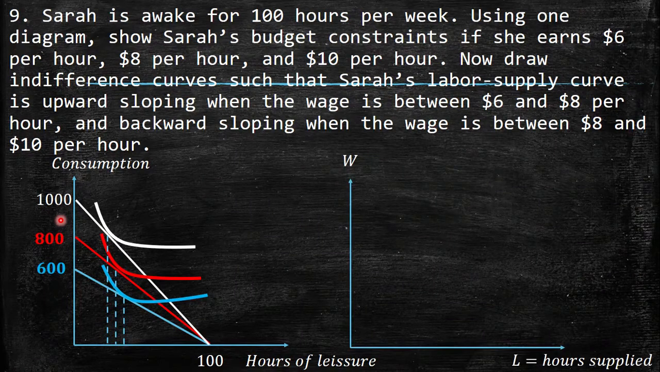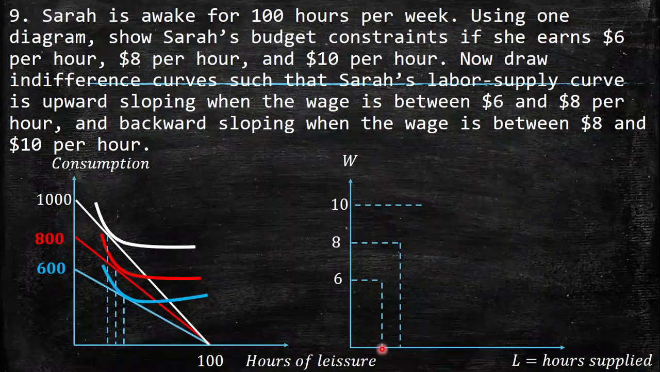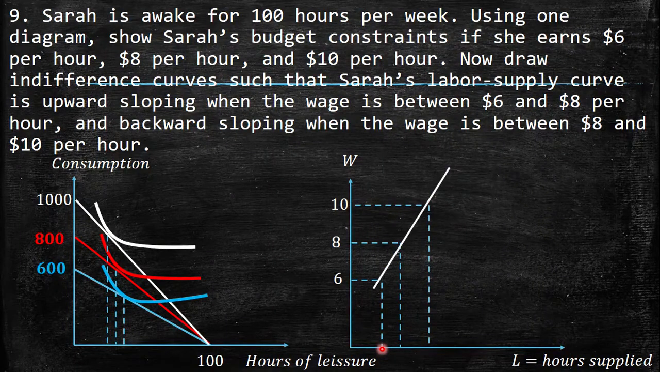Then if you can make the labor supply, it should be between the price of the salary, which is the wage, and L, the hours supplied. So for the first situation, for the wage of 6, you supply this quantity. For 8, which is higher than 6, and for 10, higher than 8. So this is the situation where it's upward sloping.